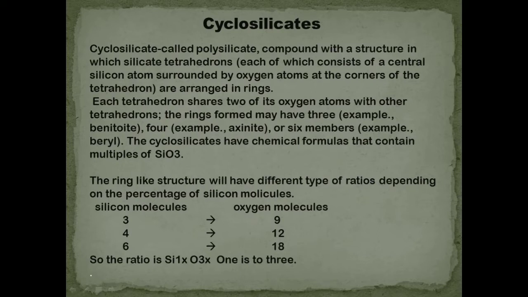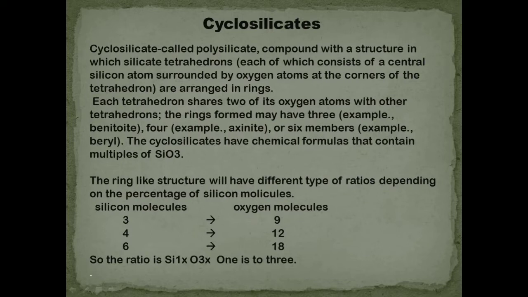Cyclosilicates are polysilicates, meaning they are geometrically formed by the reaction of the acid oxide, SiO2 or silica, and the basic mineral oxide. Cyclosilicates are compounds with a structure in which silicate tetrahedrons are arranged in a ring. Each tetrahedron consists of a silicon atom surrounded by oxygen atoms at the corners of the tetrahedron, while a tetrahedron is a solid having four plane triangular faces, or a triangular pyramid.